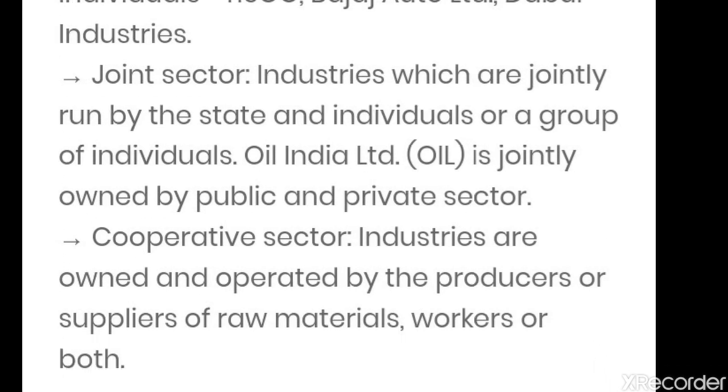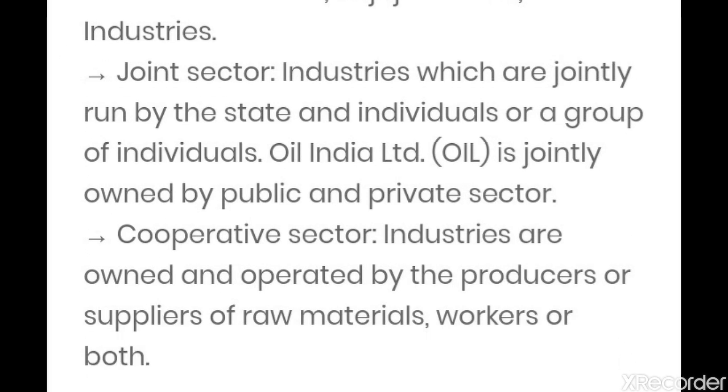Then the joint sector industries. Those industries which are jointly owned by the state and individuals or a group of individuals. Here state means the government. So those industries which are owned by the government and by individuals or a group of individuals are referred to as joint sector industries.